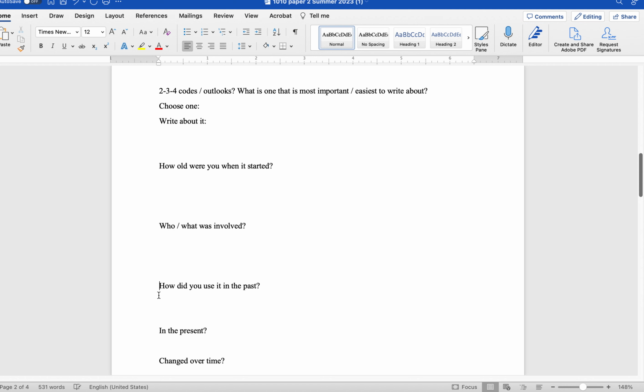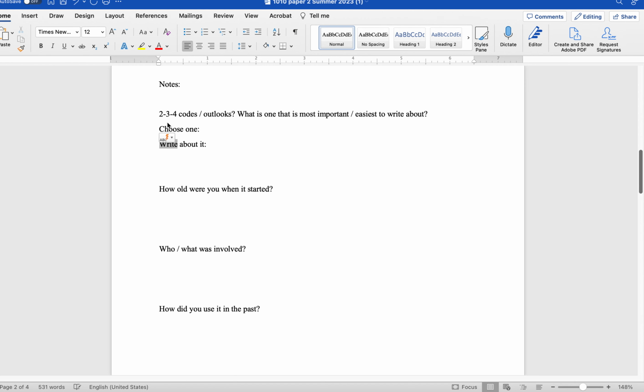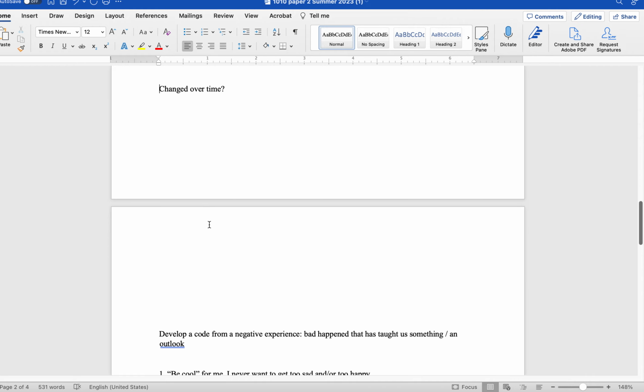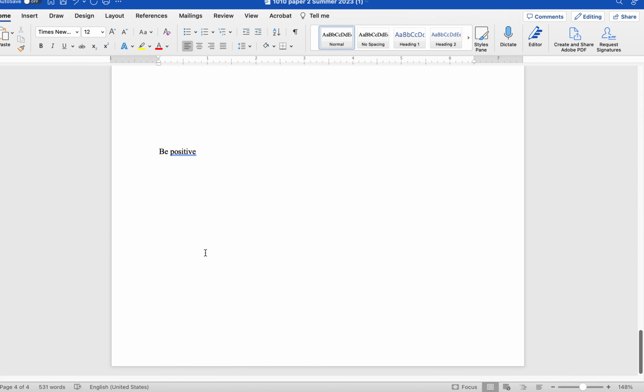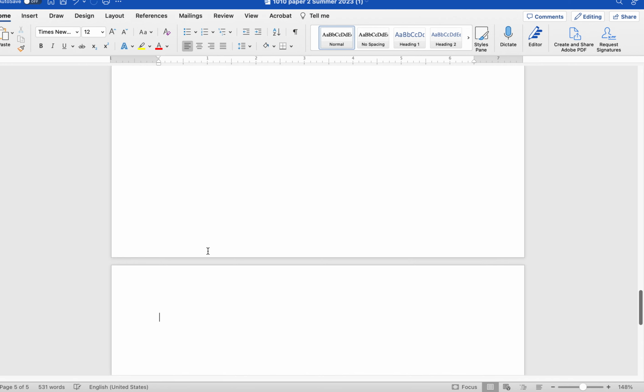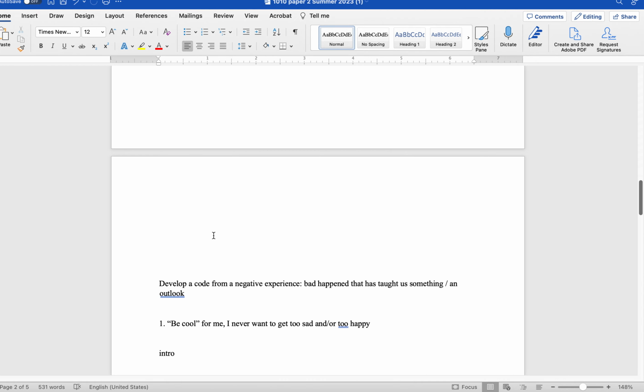Again, like we did for the first paper, this is really important. Because when you do this pre-writing and make these notes and then you start to outline your paper, this saves you from down the road, the paper's due at midnight and you're staring at a blank page. What do I write? So start writing about this now.